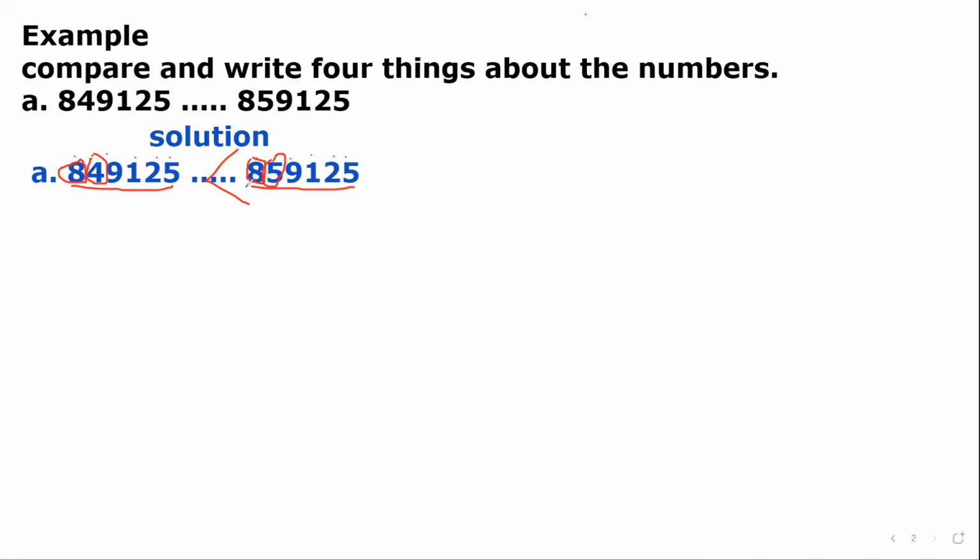Okay, so which means that the 859125 is greater than 849125, or 849125 is less than 859125. Now, after the comparison, we are going to write our statements, the 4 things.